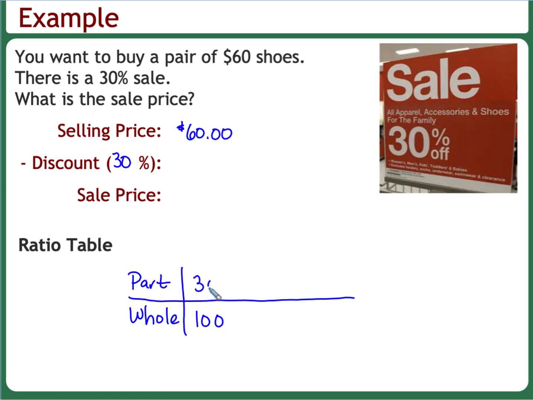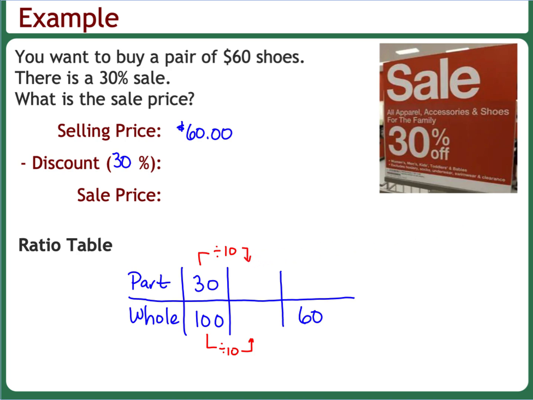So 30% is 30 out of 100. And we want to see what is the part if the whole amount is 60. Now there's no easy way to go from 100 to 60 in one step, so we need to put a middle step in so that we can get to 60. Let's simplify 30 over 100. Similar to simplifying a fraction, we can divide by 10.